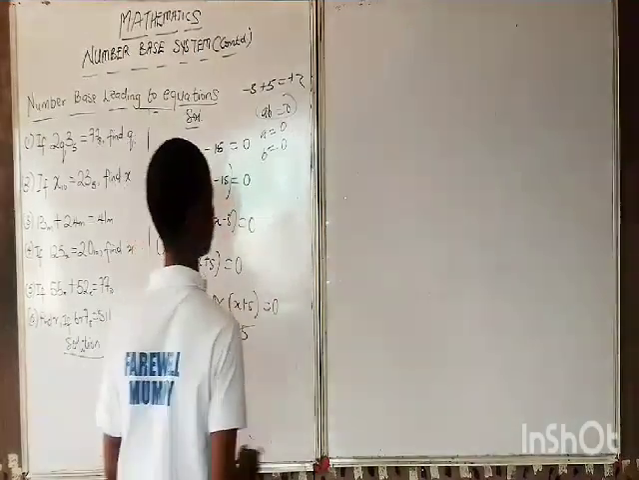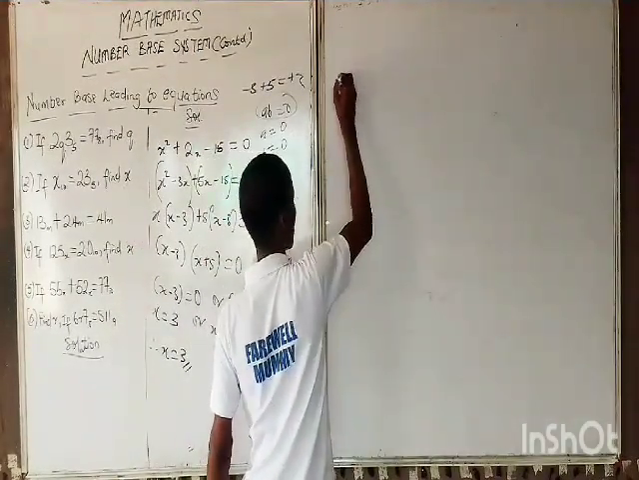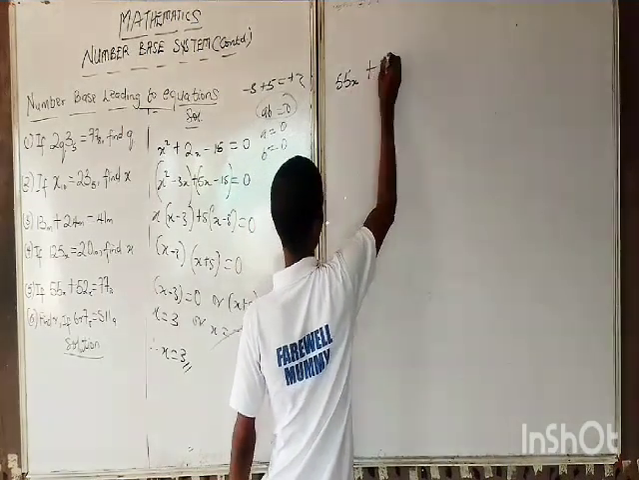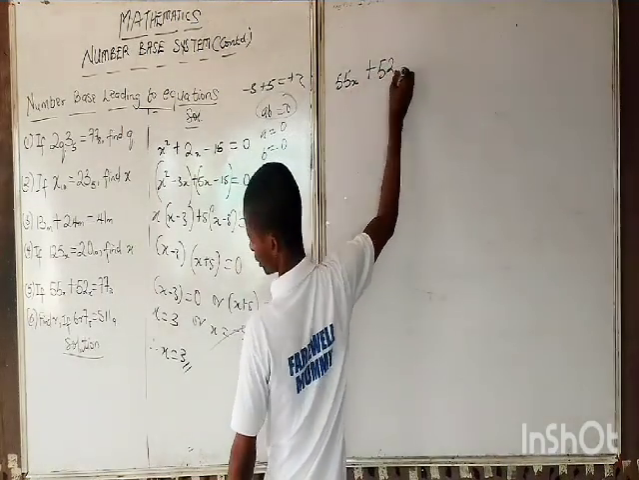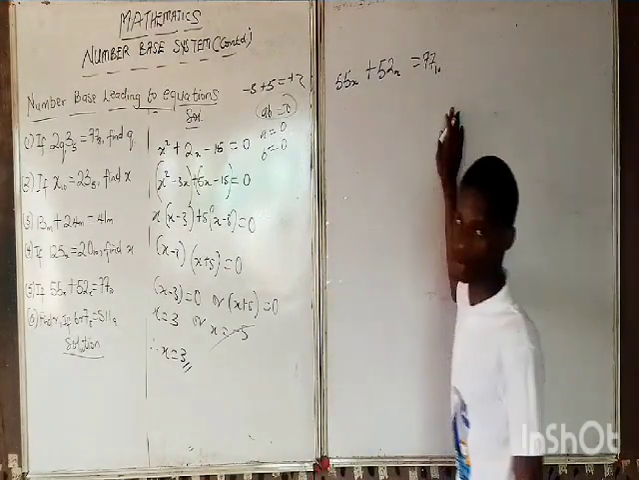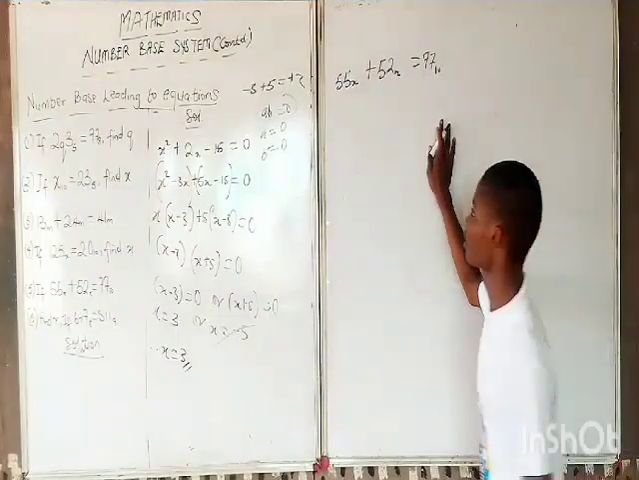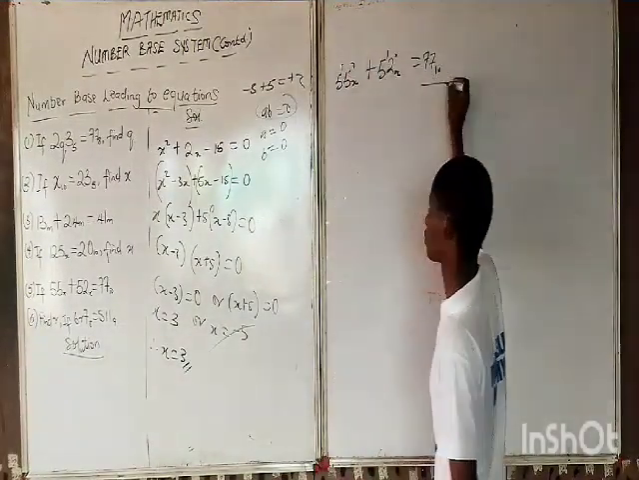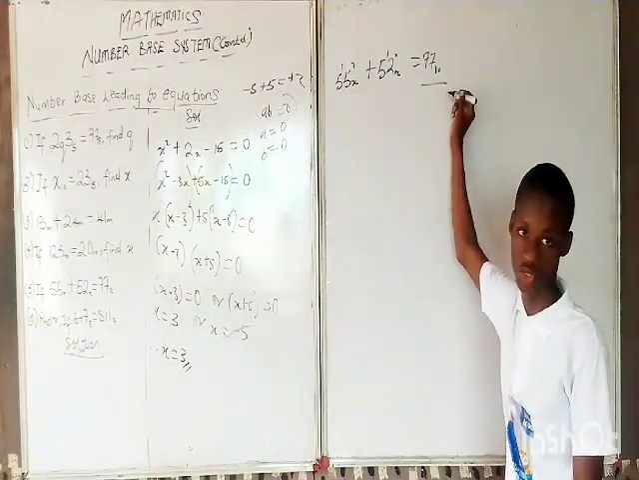Now let's continue. We have 5 base s plus 5 2 base s equal to 77, right? I call it 77 because it is in base 10. Since here is only base 10, we have no business with this, right?